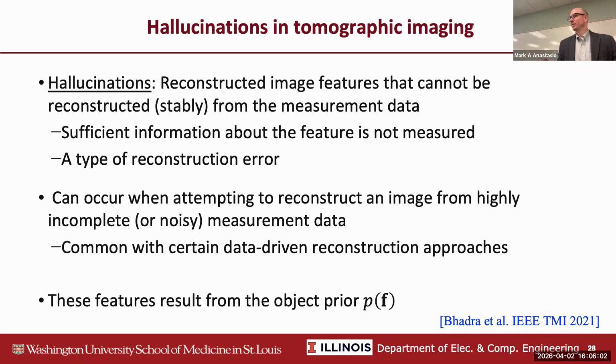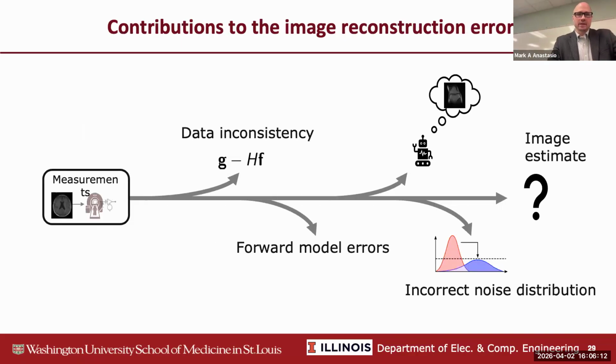But this is very relevant when we have incomplete data and we're trying to recover an object. There's a null space, we don't have unique identifiability, and all of these things. So what are the contributions to reconstruction error? We have our measurement data.